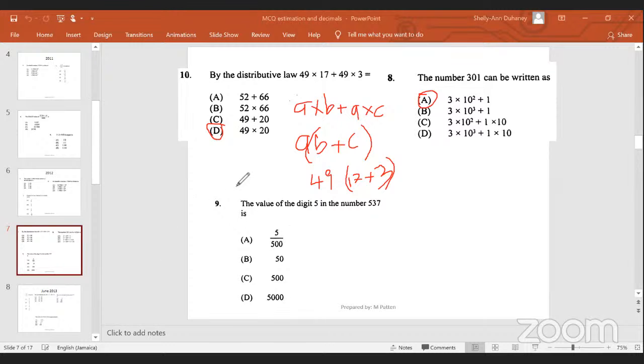All right. Number 9. The value of the digit 5 in the number 537 is C, 500. Why couldn't it be A? That would leave us with some decimal. That would be some hundreds. That would equal 0.01 as a number. All right, so moving on.